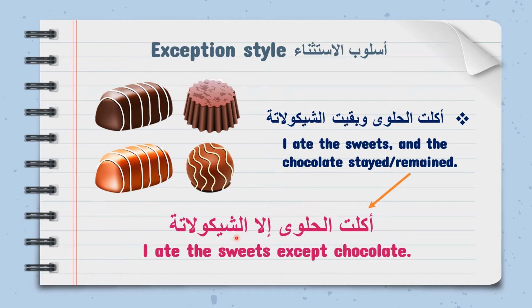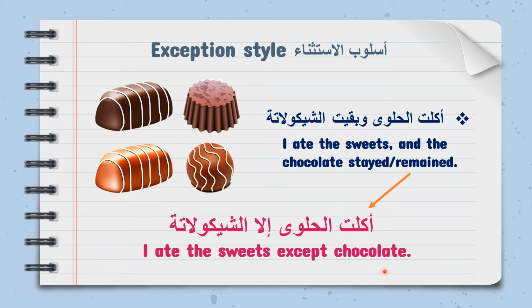And after the exception tool comes the excluded word, الشوكولاتة. That is our complete sentence. أكلت الحلوى إلا الشوكولاتة. I ate the sweets except chocolate.